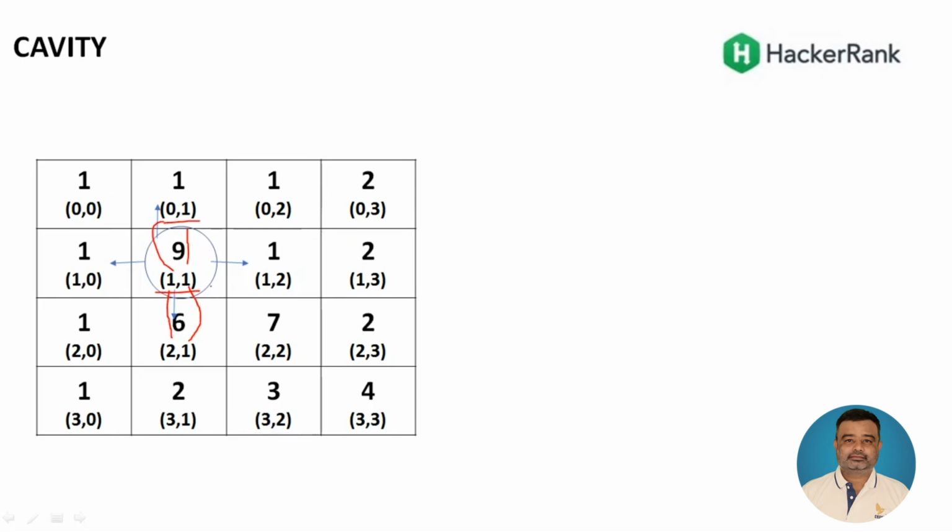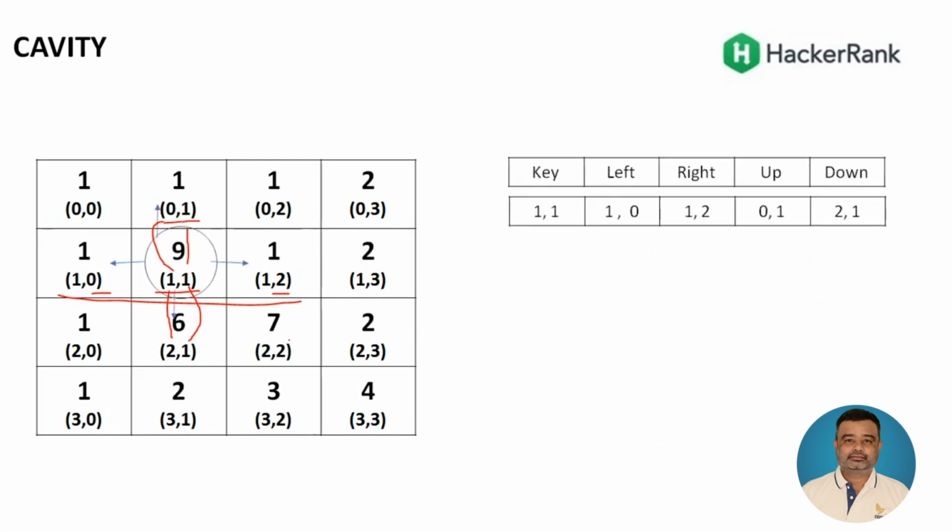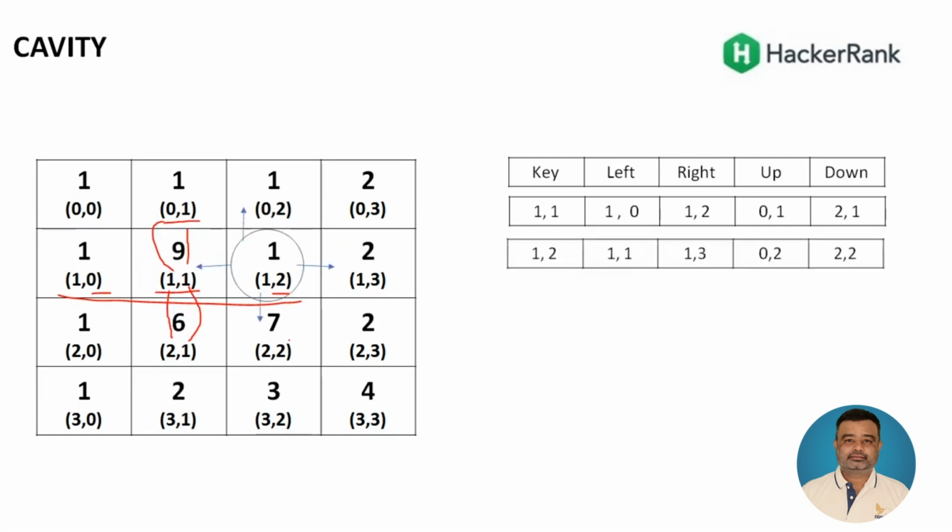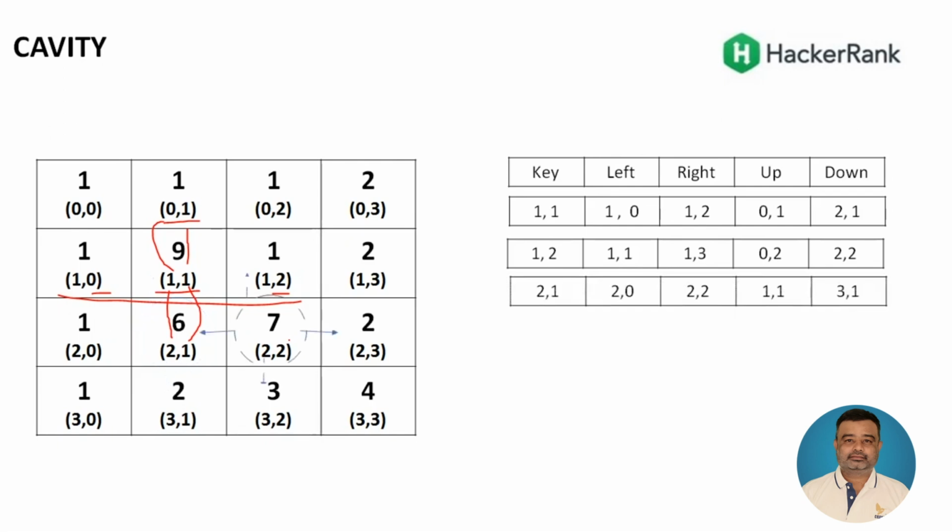Whereas if you look at the left and right, they're in the same row. The column index decrements, and the column index increments. Now based on that, I have written down the statements: if it is 1 cross 1, then what is left, right, up, down. Then for the next one, 1 cross 2, what should be the left, right, up and down? Observe the pattern: how does the left, right, up and down change based on the index of the key?